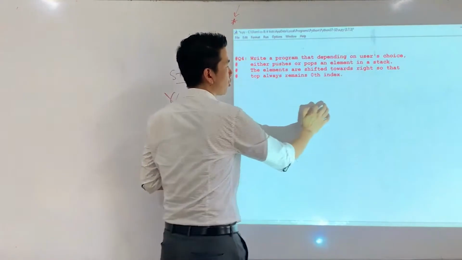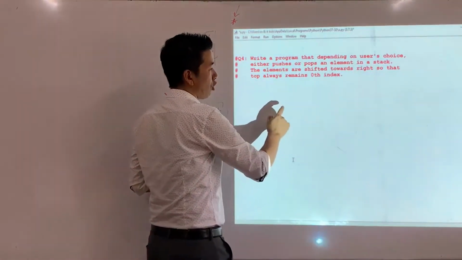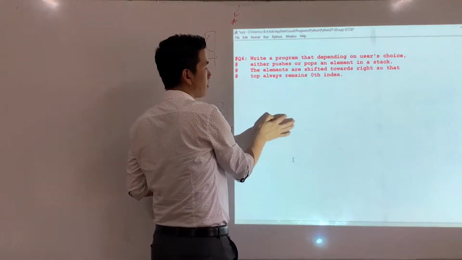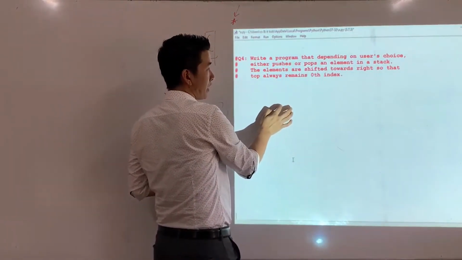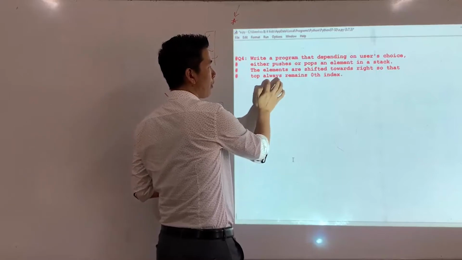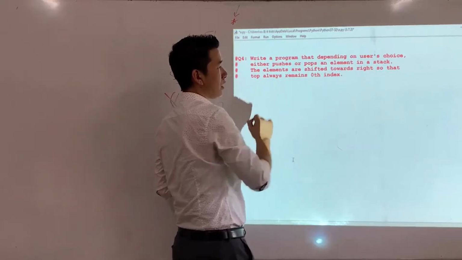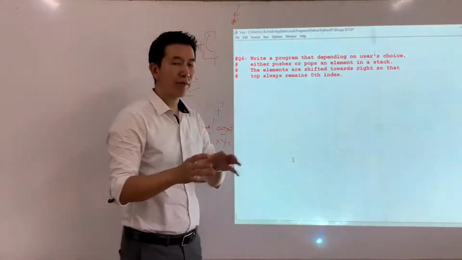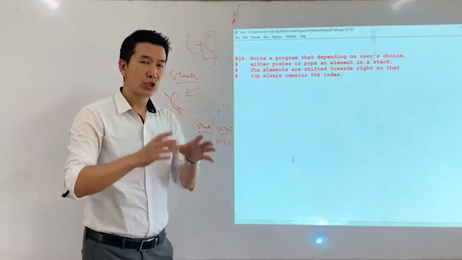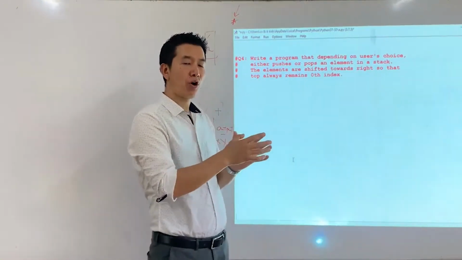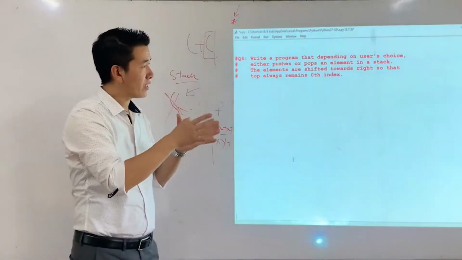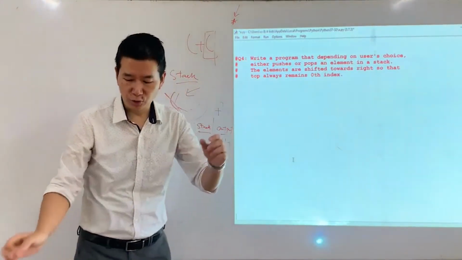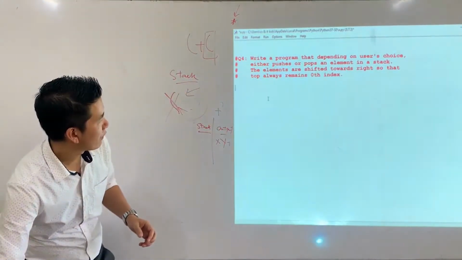So if you have 1, 2, 3, 4, 5, and you try to push, normally it stays on the top or at the back. But the question says it should be at the front. If it stays at the front, the top value will have the index value of 0. So whenever you push, it needs to stay at the first or at the last or at the bottom, since the bottom will have the index value of 0. Okay, so the program is not difficult at all.